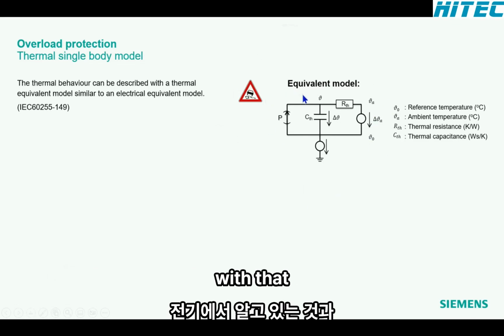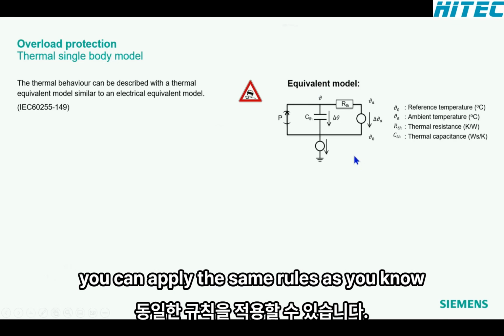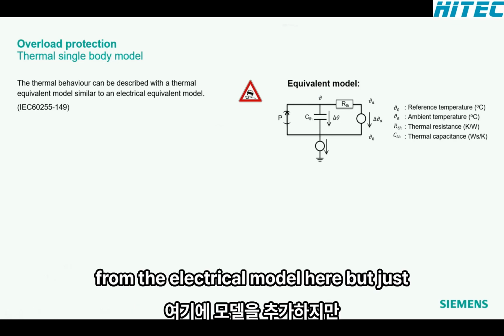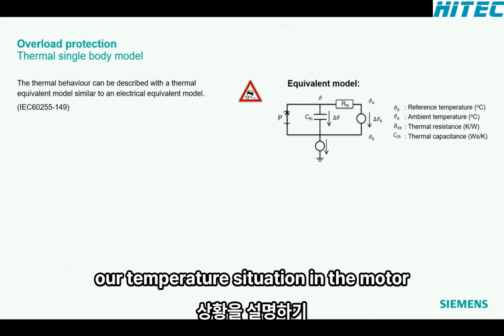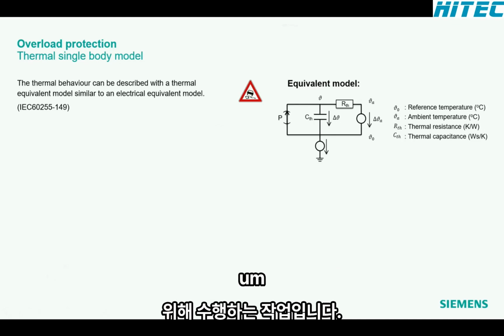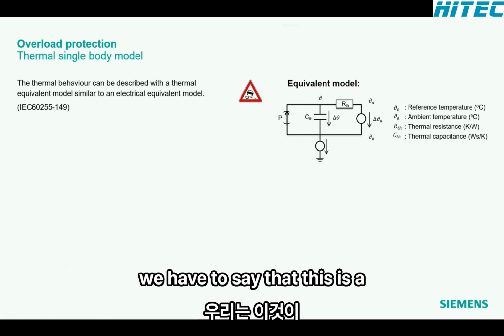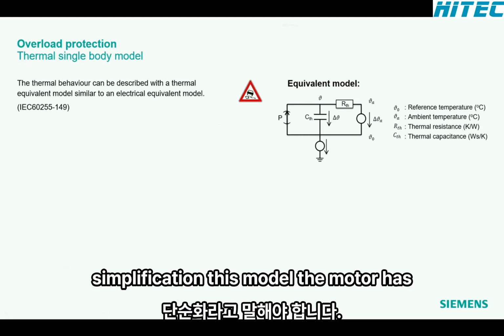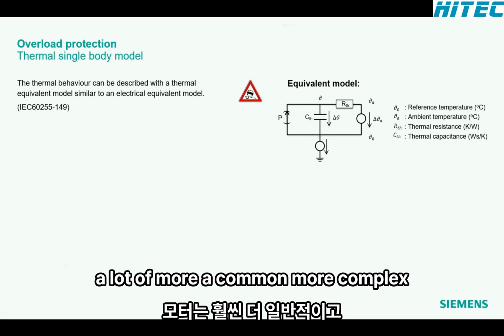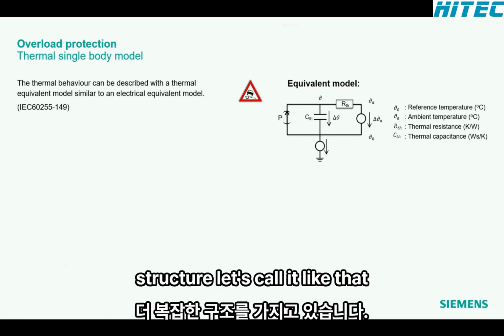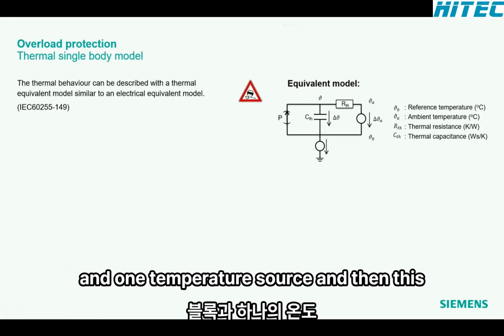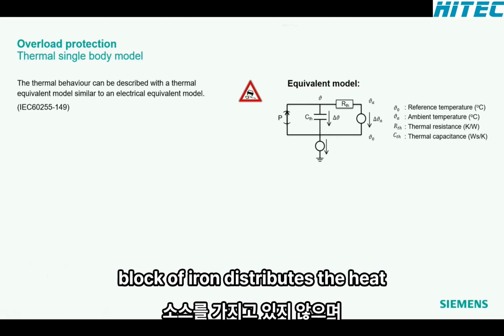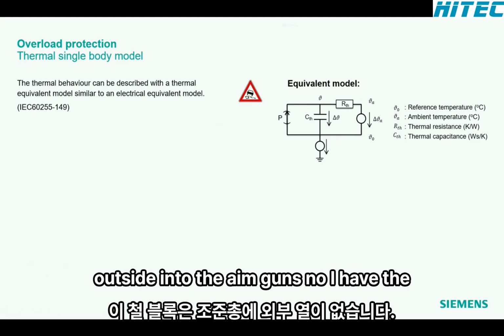And with that, you can apply the same rules as you know from the electrical model here, but just with these quantities at the end. And this is what we do basically to describe our temperature situation in the motor. We have to say that this is a simplification, this model. The motor has a lot more complex structure, let's call it like that. I do not have just a block of iron and one temperature source, and then this block of iron distributes the heat outside into the ambience.